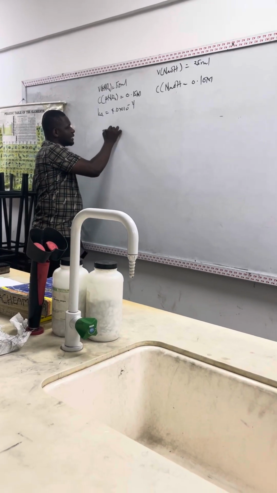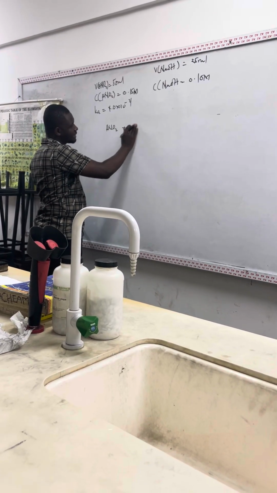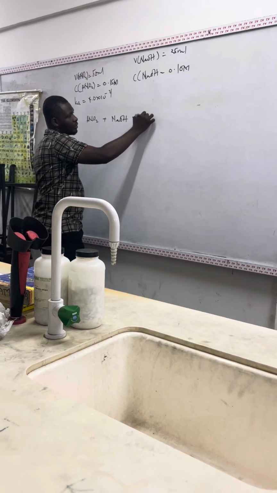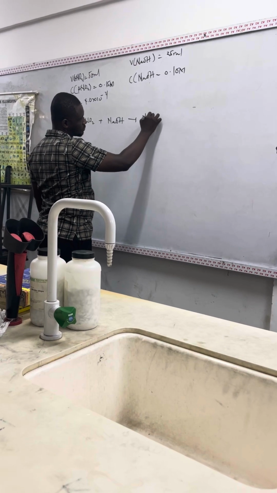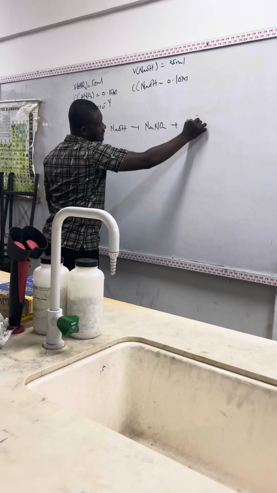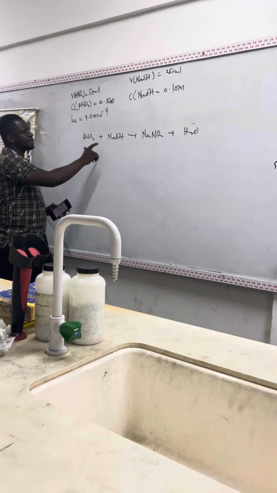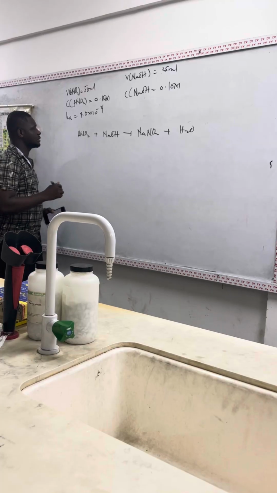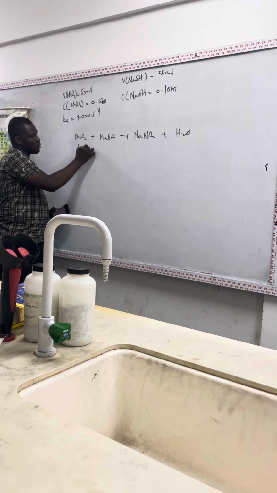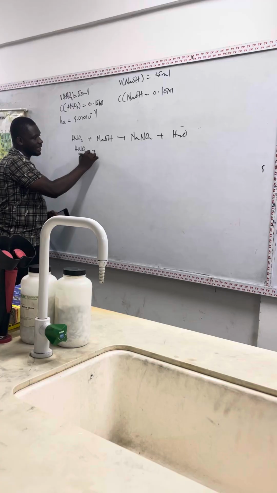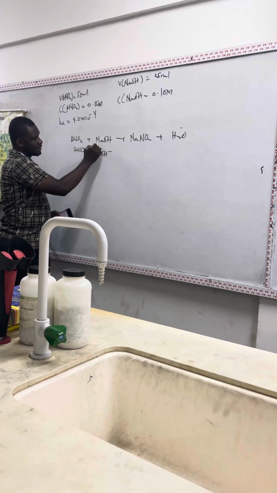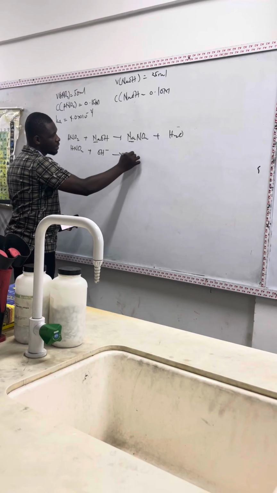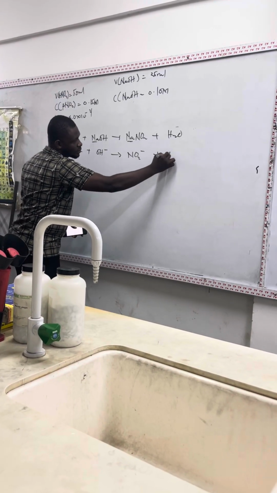So you have something like this, your net ionic equation. This is the general equation. However, since all of this is dissociating and part of this is dissociating, you have some of the nitrous acid still left. But since this is a spectator ion, it will cancel out, giving you NO2 minus plus water.